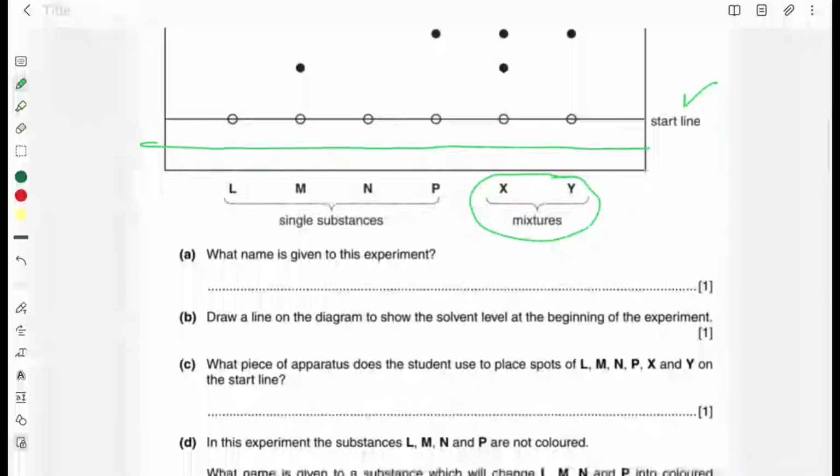What name is given to this experiment? It's chromatography. Draw a line on the diagram to show the solvent level at the beginning of the experiment. The solvent level should be below the start line. So this is the answer for B part. You can draw a straight line.